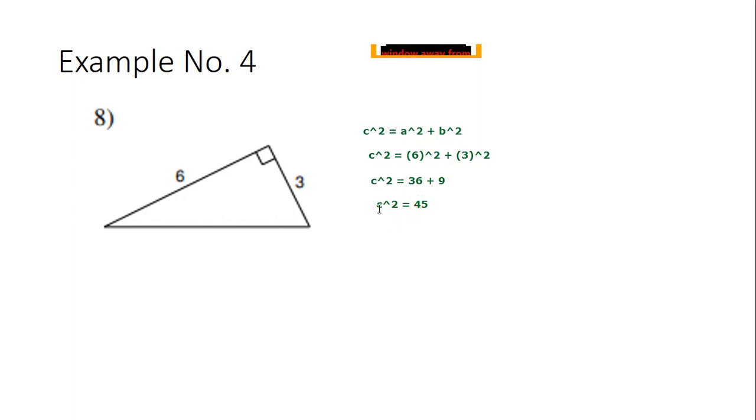Now to get the value of c, you need to extract the square root of both sides of your equation. So c will be the square root of 45. We need to simplify the square root of 45, so we need to get the factors of 45. To do this without using your calculator, you use the factoring tree method.